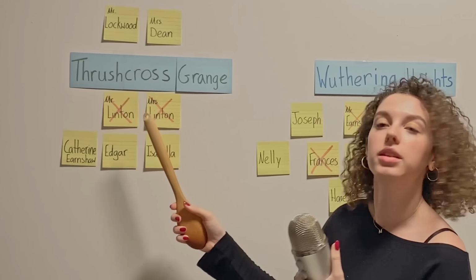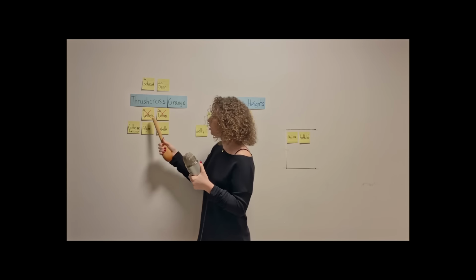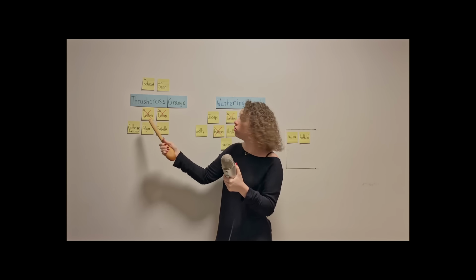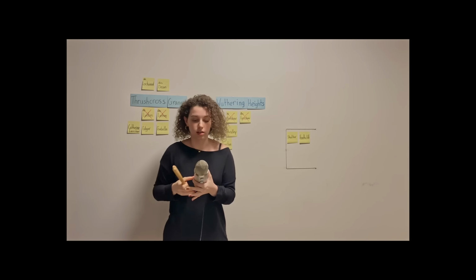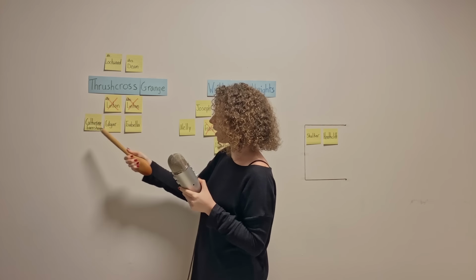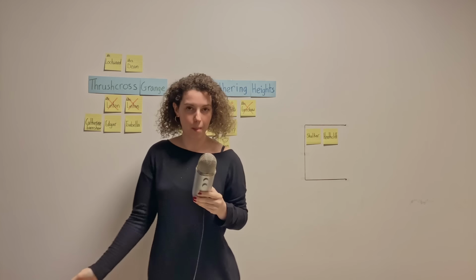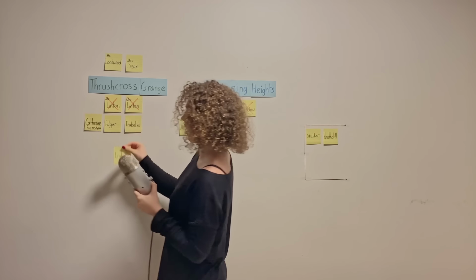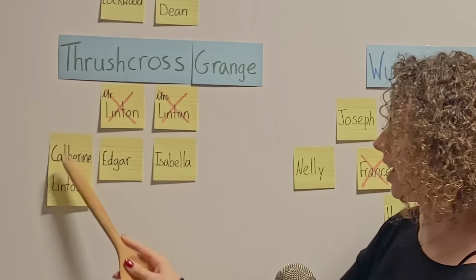Unfortunately, Mr. and Mrs. Linton also get sick and die. That's what doing good deeds gets you, guys. Okay, you end up dying when you do nice things. That's the moral of this story. So 3 years after they die, Catherine and Edgar get married. So now Catherine Earnshaw is Catherine Linton.